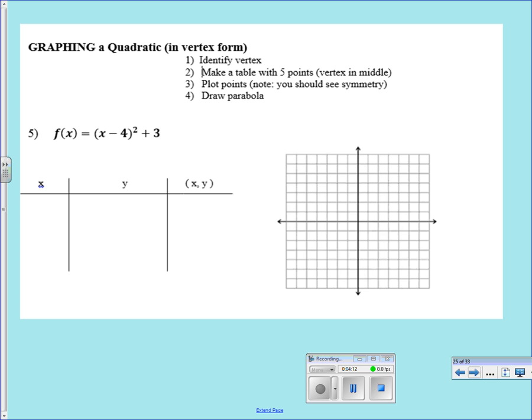So first of all, let's identify the vertex. My vertex is going to be (4, 3).